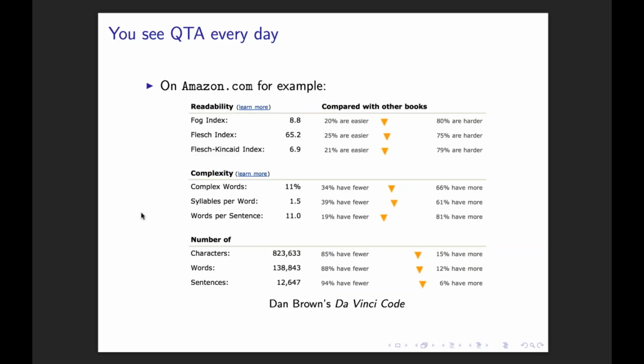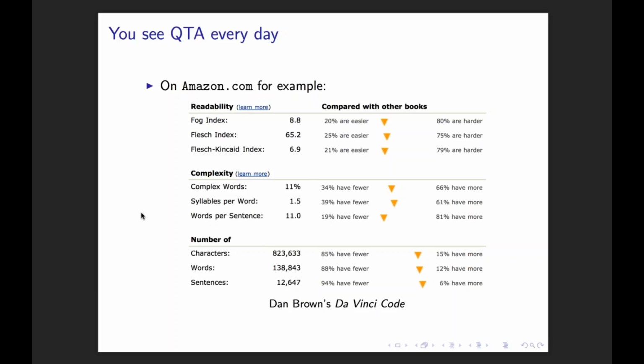is its readability. So here's a bunch of different measures of readability, and then it tells me, okay, 80% of these books, according to this index, are actually harder than the Da Vinci Code. 75% are harder, 79% are harder. So it ranks this book compared to other books in terms of its readability.